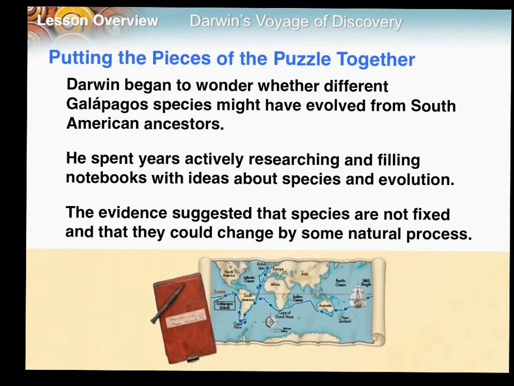Darwin began to wonder whether different Galapagos species could have evolved from that very close continent of South America. He spent years actively researching and filling notebooks with ideas about species and evolution. His evidence suggested that species are not fixed, which means that they do change, and they could change by some natural process.